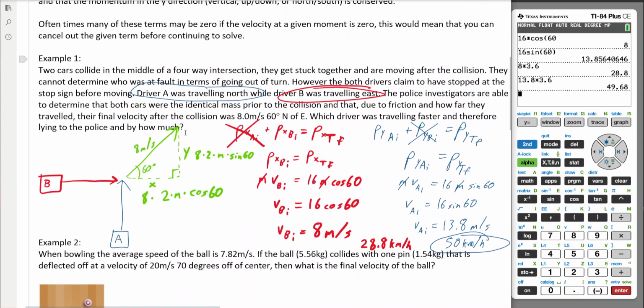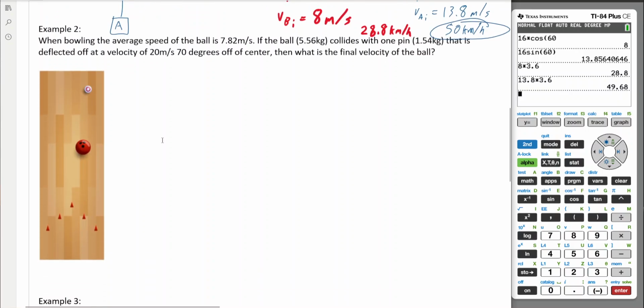So the last one, they stuck together, and so that makes it one type of question. Here's another type of question. When bowling, the average speed of the ball is almost 8 meters a second. There's the ball's weight. If it collides with the pin that is deflected off at that speed and direction off center, what is the final velocity of the ball? Okay, because the ball weighs way more, right? It has more mass. It's going to be less affected.